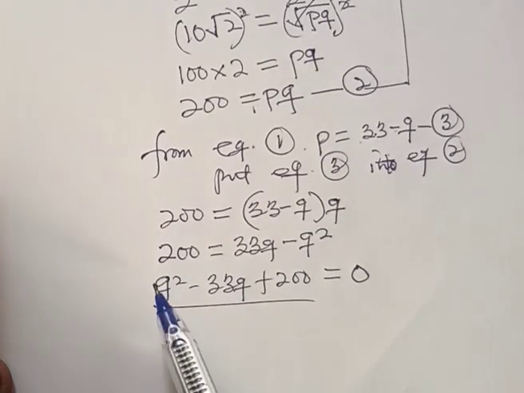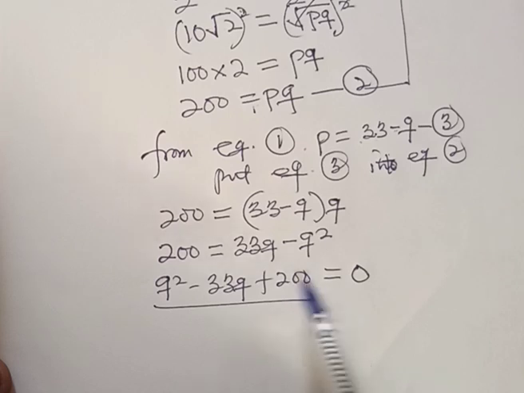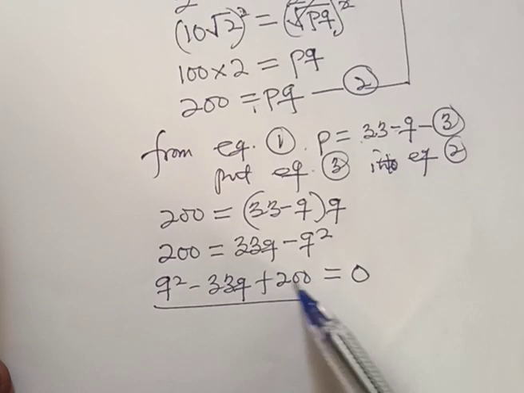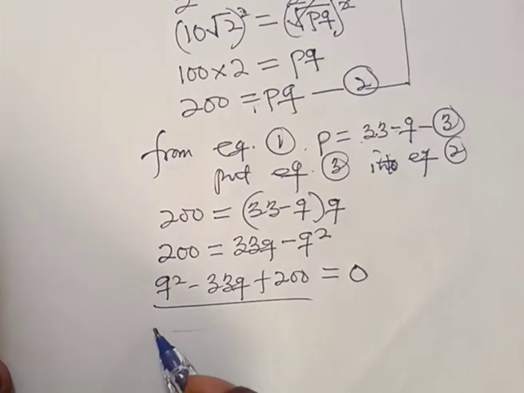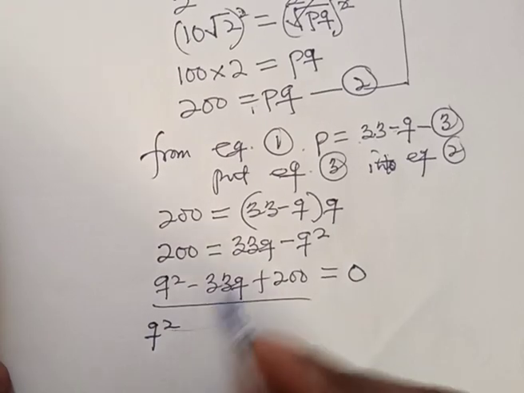The factorization method. So you ask yourself, find the coefficient here. The coefficient here is 1. When I multiply by 200, I will get 200. So I find two factors of 200. When I multiply them, I must get 200. When I add them, I must get 33.